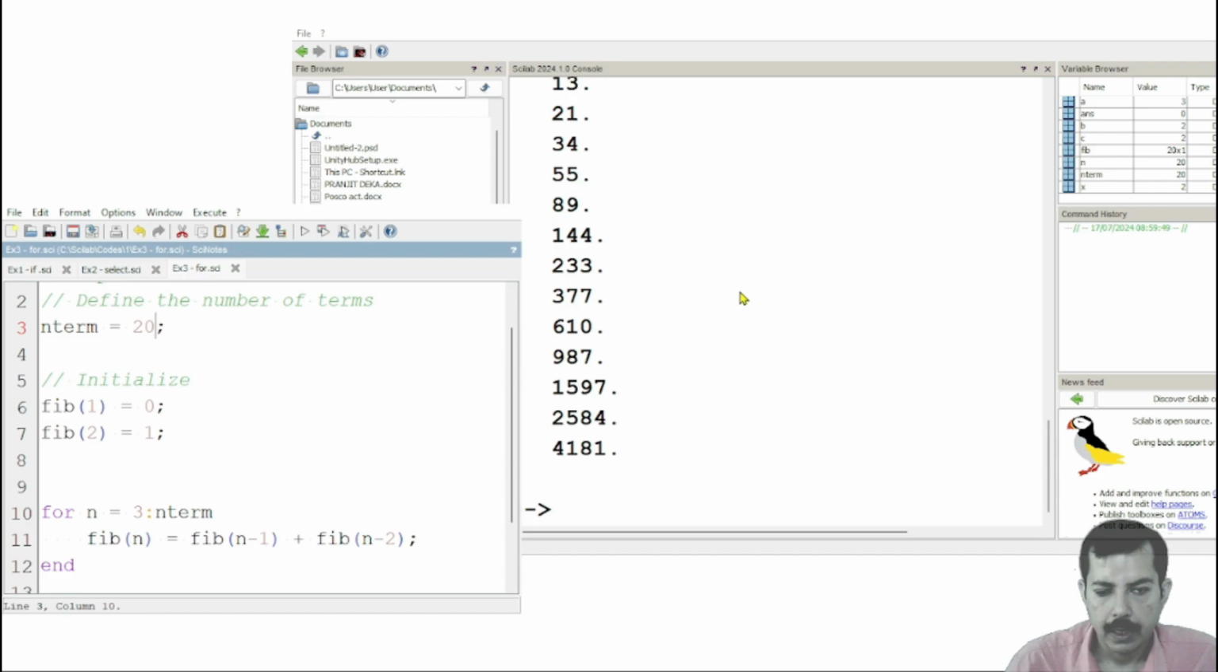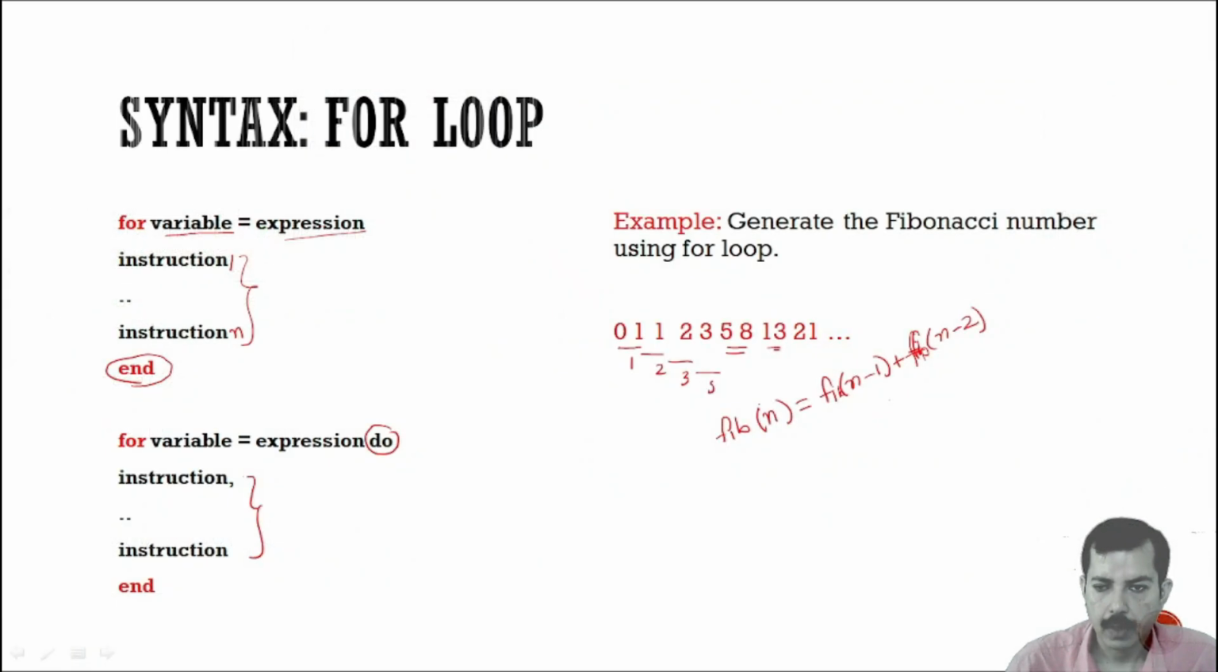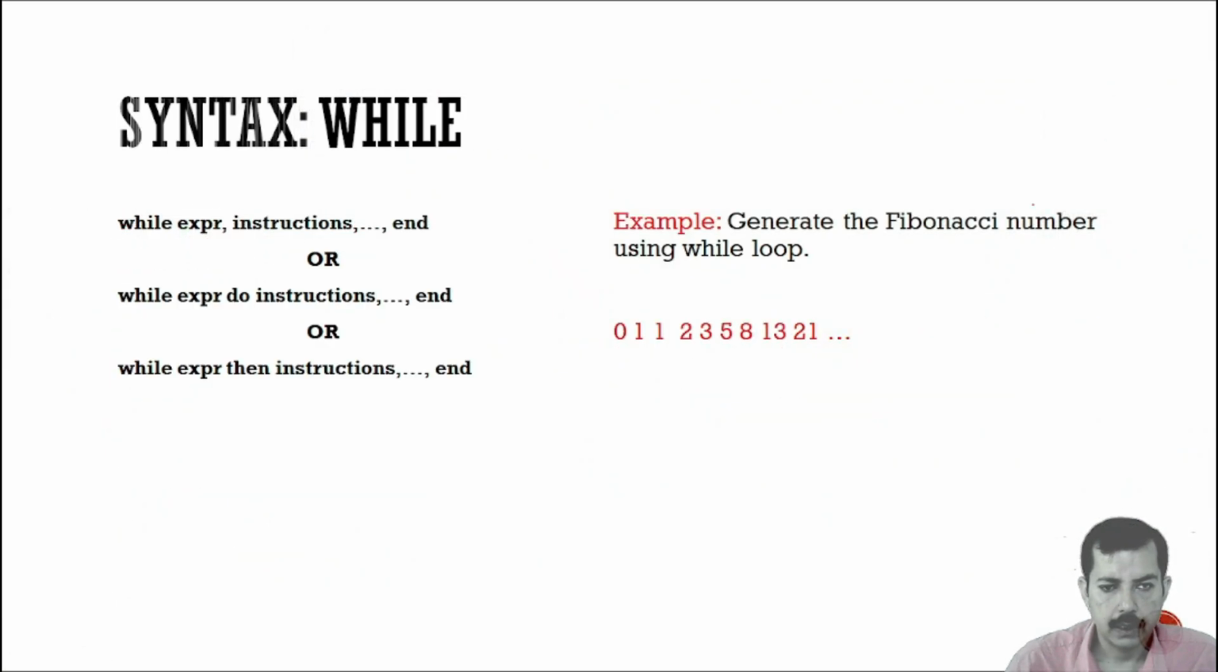Okay, next it is a while. So while can be written in various ways. This is a while, then expression, then instruction. After that, while ends with the end word. Similarly, someone can write do here: while expression, do, instruction. So while expression, then instruction, both are the same.